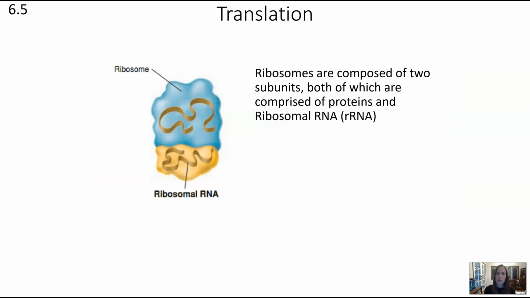Ribosomes are composed of two subunits, both of which are comprised of proteins and ribosomal RNA. If you can remember, in addition to messenger RNA, there are several other kinds of RNA that we'll be looking at in this unit. One of those is rRNA, which composes ribosomes, or ribosomal RNA. And ribosomes are the site of translation. So this is where that polypeptide chain is formed using the instructions of an mRNA strand.